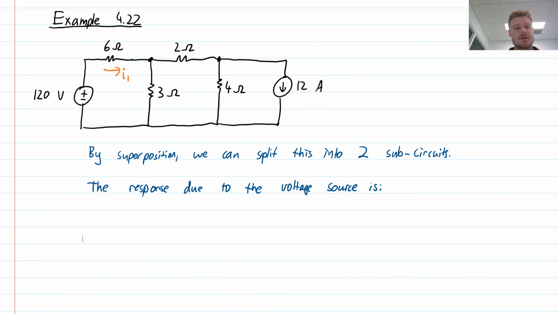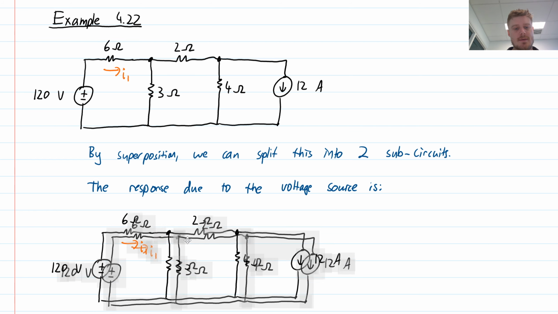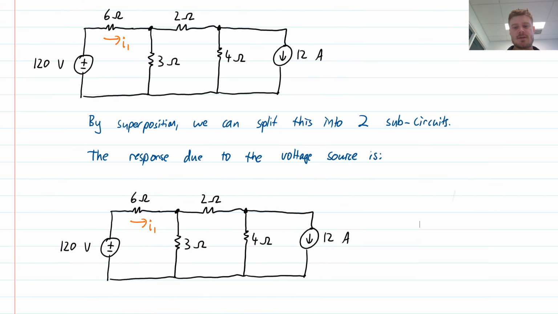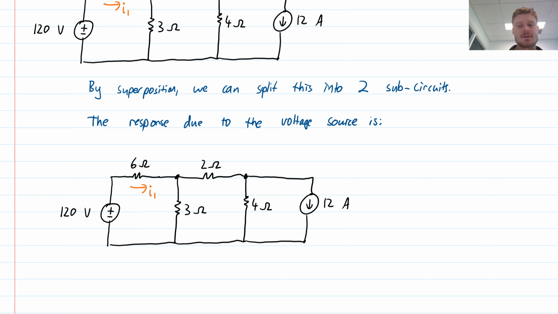So I'll redraw my circuit down here, and then turn off my current source. If you turn off a current source, it means no current can flow. No current flows when there's an open circuit. So this here now is the sub-circuit that refers to the response due to the voltage source. And what I'm going to do with my label here for I1, I'm going to call it I1 prime. Put a little dash there, because this is not the total I1 response. This is just a partial response.